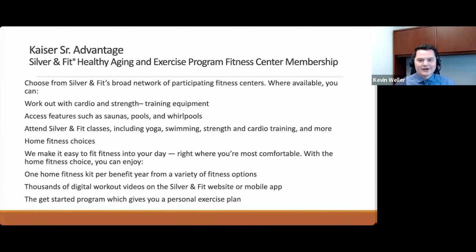So you've got lots of different fitness centers. You've got classes that are available, like yoga and swimming and strength and cardio training. There's also a home fitness kit that you can get. So if you wanted to do home workouts, then there's free kits they send to you for this. And there's no extra cost. So if you're enrolled in our Kaiser Senior Advantage plan, this is already included as a part of it. You can opt to use it, or you can opt to not use it.